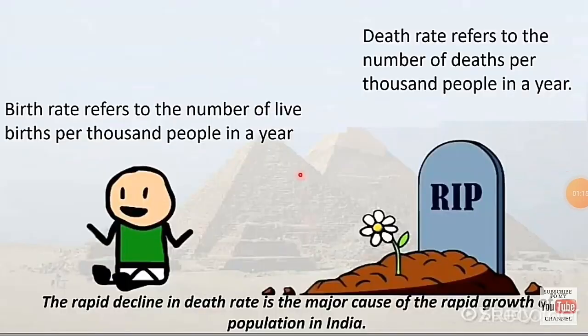What is birth rate? Birth rate refers to the number of live births per thousand people in a year. Death rate refers to the number of deaths per thousand people in a year. So these are important 2 marks questions. What is birth rate? It refers to the number of live births per thousand people in a year. Death rate means the number of deaths per thousand people in a year. The rapid decline in death rate is the major cause of the rapid growth of population in India.